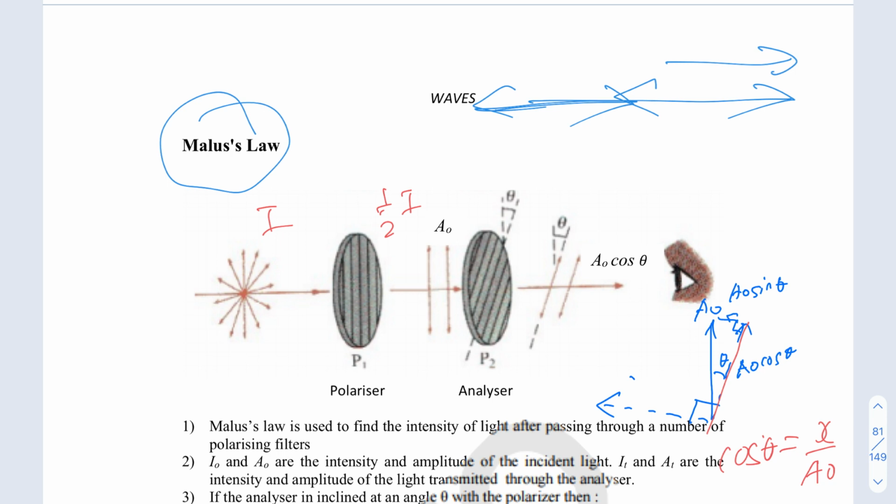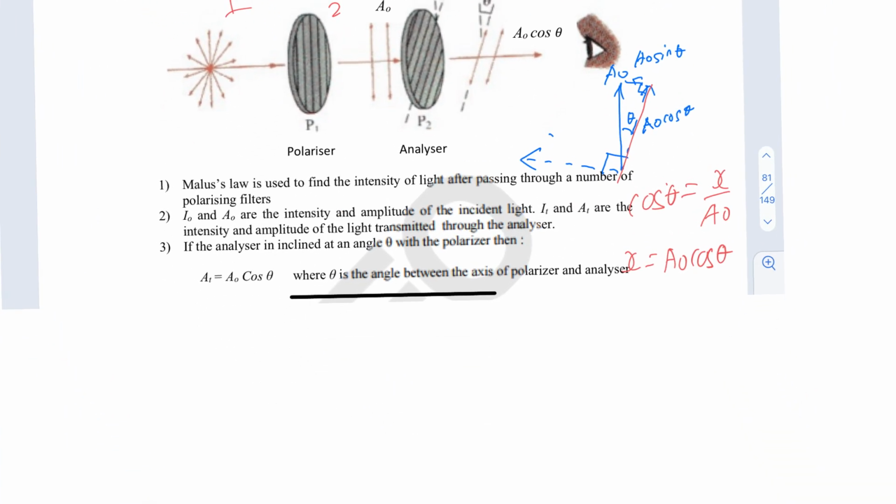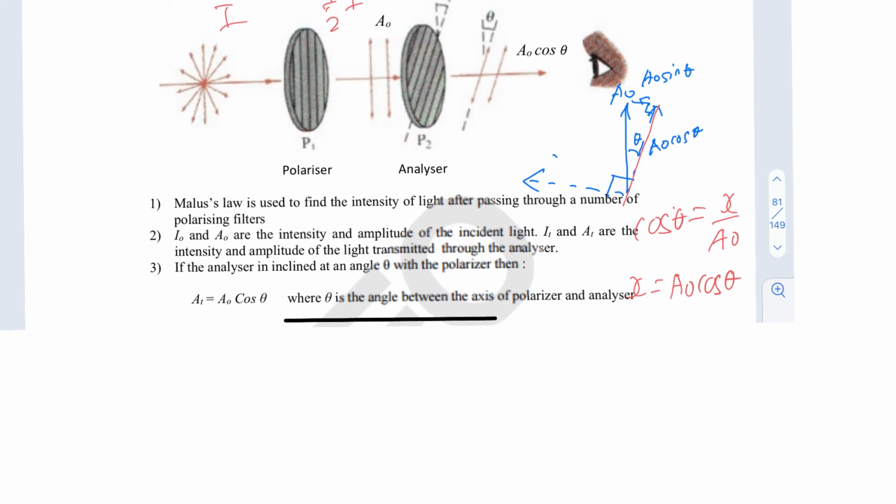Make sense right now? What happened to this other component? It cannot pass through because it's 90 degrees to the filter. That's why we don't care about A naught sin theta. Now, we also need to use the equation for intensity. Sometimes they will also include intensity. So let me just shift it up a bit. Now, do you remember intensity is proportional to amplitude squared?